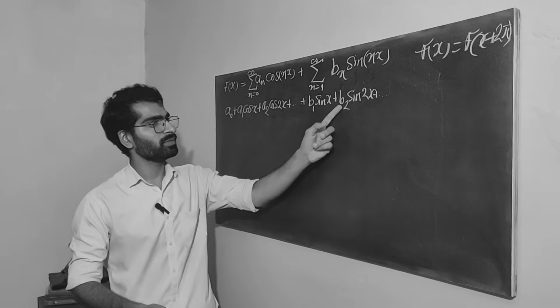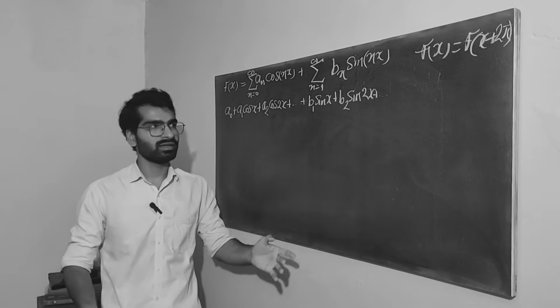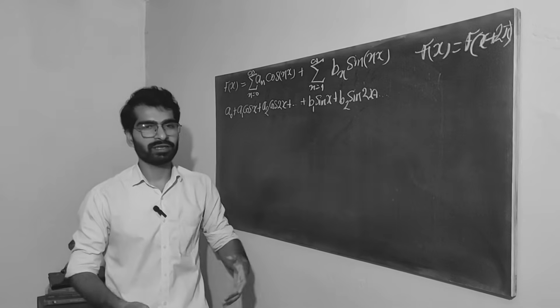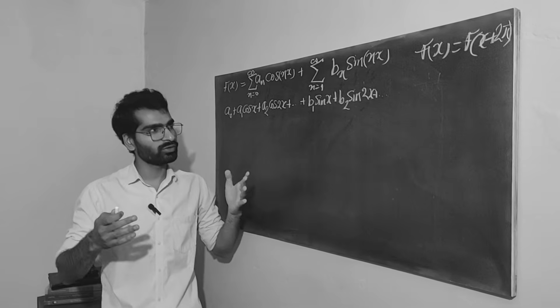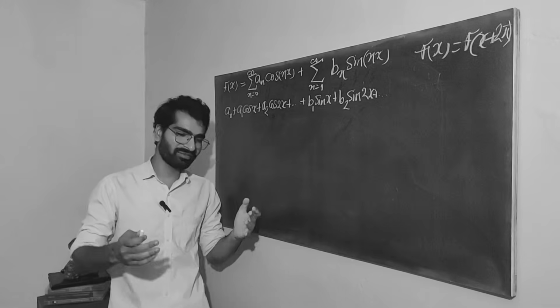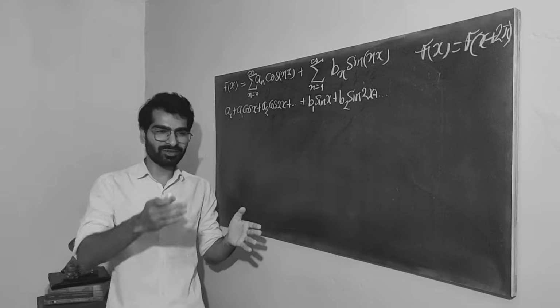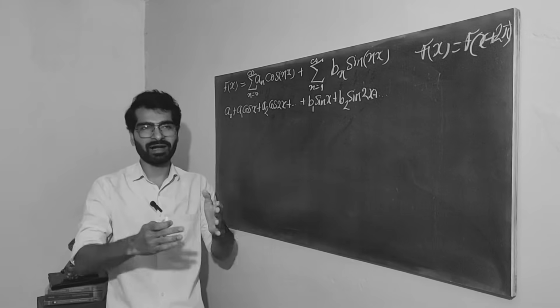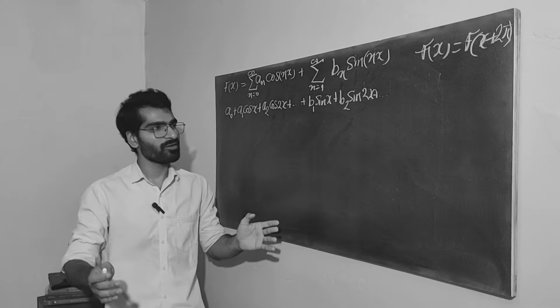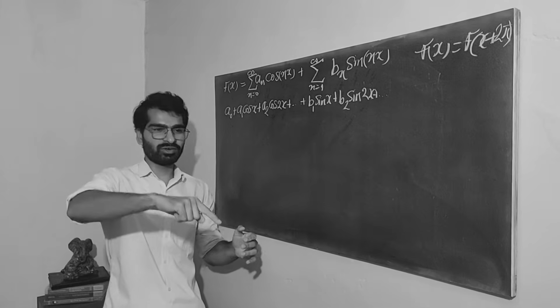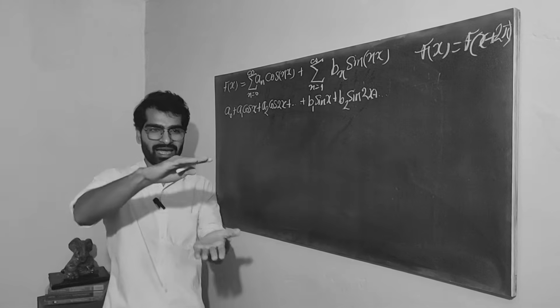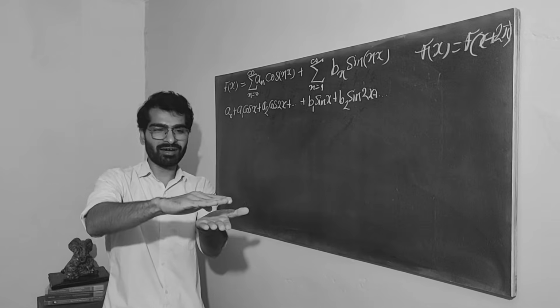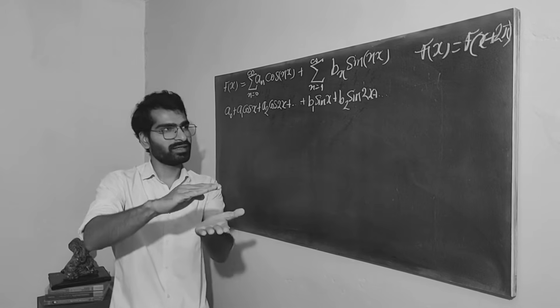And maybe if b2 turns out to be half, then it tells you you have to take the half of the sine of 2x wave. And what I mean by taking the half is not that you cut your wave into two parts. No, that's not what I mean. I mean you take your sine of 2x and you squeeze it down by a factor of half. That's what I mean.